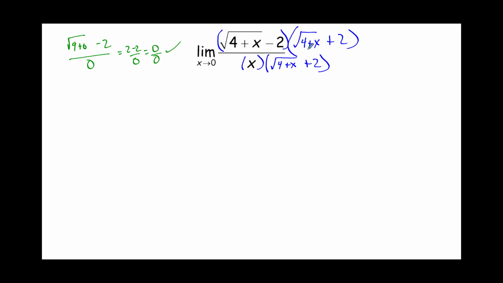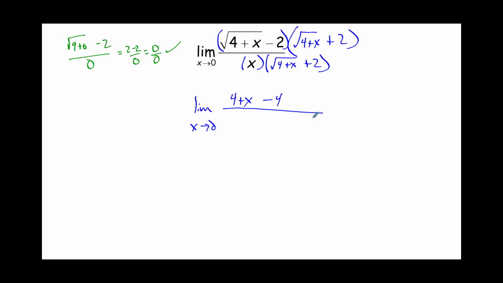Okay, again, when you're doing conjugates, if there's a negative sign here, when you rewrite the binomial, you put a positive sign in between. And that allows us, again, to follow the pattern of difference of perfect squares when we're multiplying. Which is first term times first term. So the square root of 4 plus x times the square root of 4 plus x is, well, 4 plus x. And then negative 2 times positive 2 is negative 4.